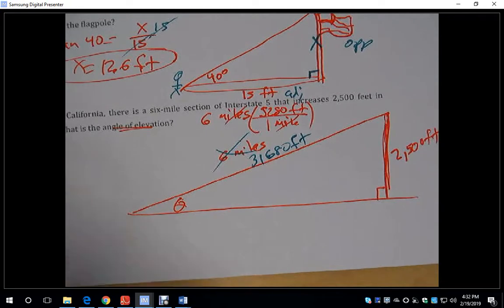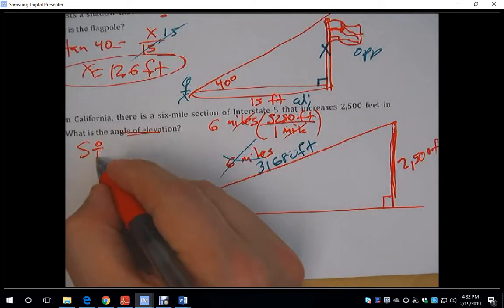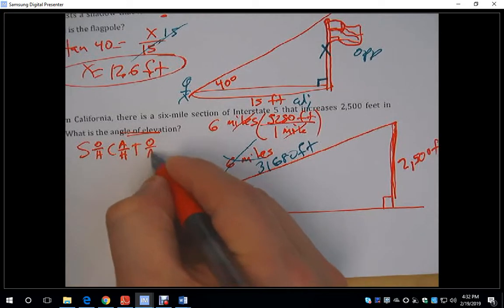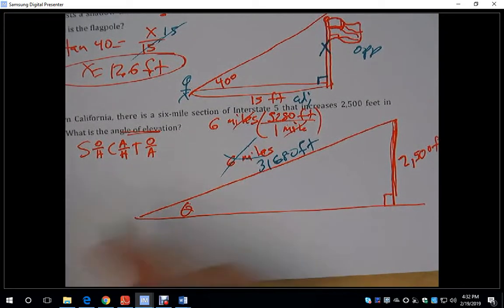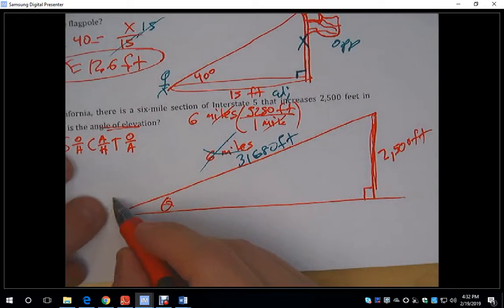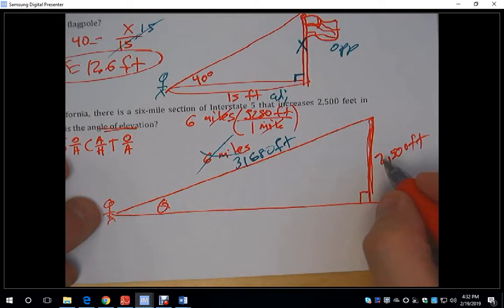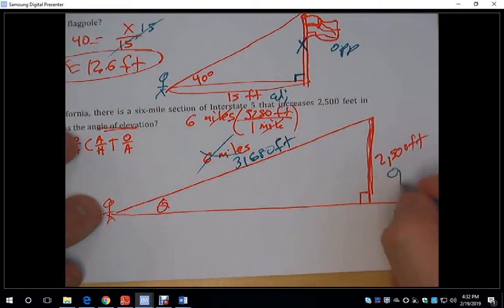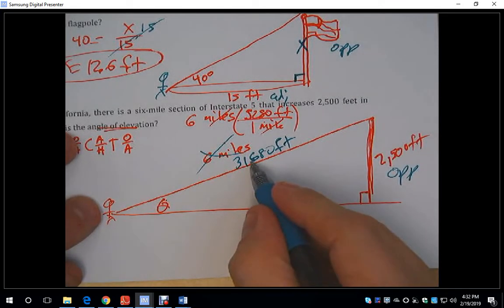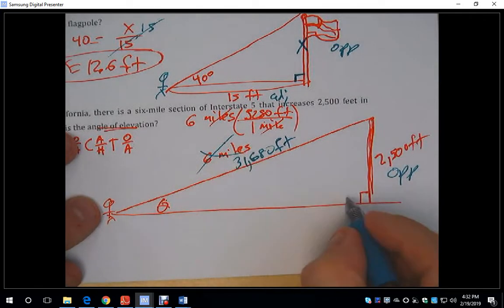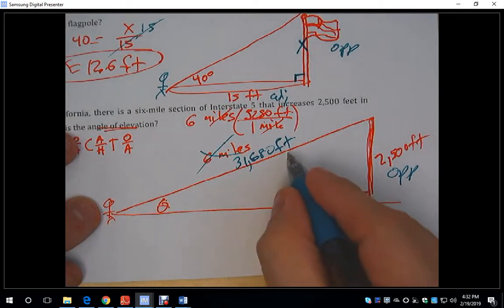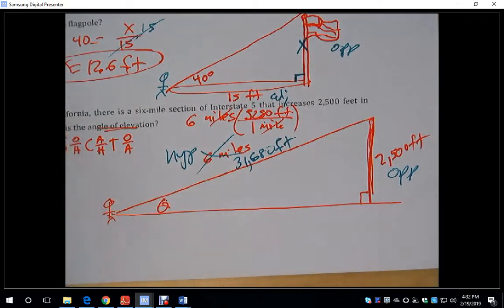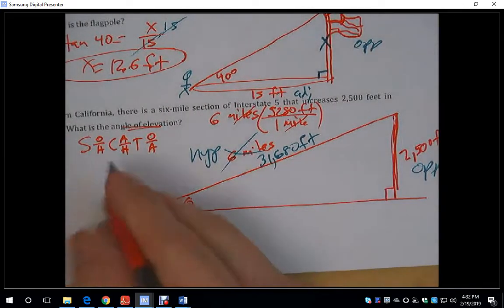So out of our choices of SOH, CAH, TOA, I'm going to use, well, from my angle here, 2,500, that's my opposite. And this 31,680 is opposite my 90 degree angle. It's the longest side. It is my hypotenuse. So I'll use sine.